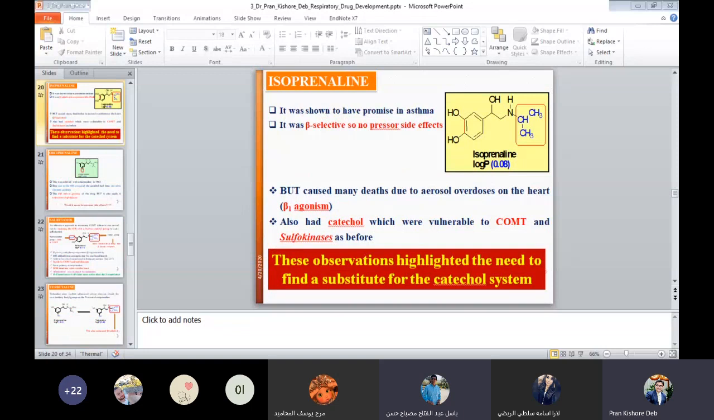Regarding the functional groups, you will get one with a charge. I will give you, don't worry.